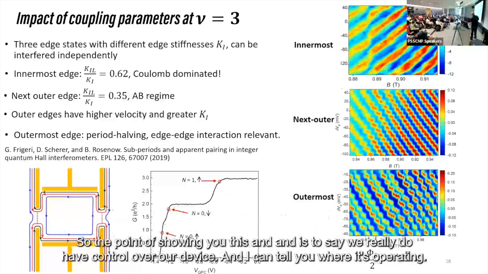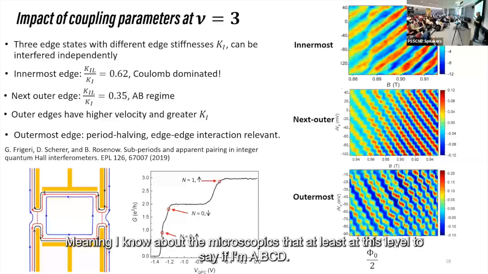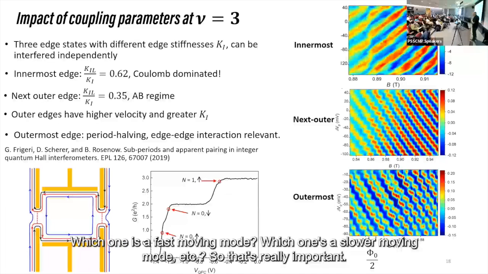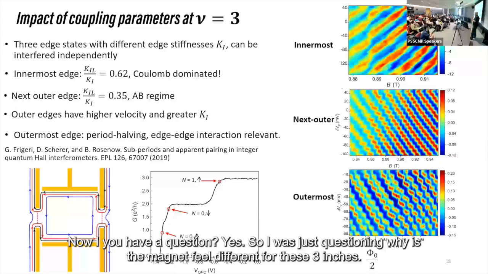There are some interesting effects. So the point of showing you this is to say we really do have control over our device, and I can tell you where it's operating, meaning I know about the microscopics, at least at this level, to say if I'm AB or CD, which one is a fast-moving mode, which one's a slower-moving mode, etc. So that's really important. Now, you have a question?